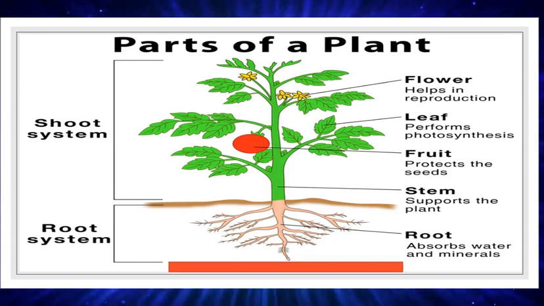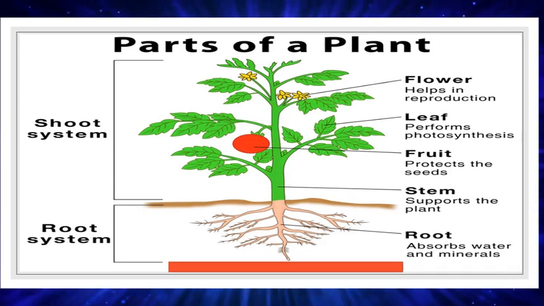And what does the flower do? It helps in reproduction. You can see the flower, the yellow substance there is the flower. It helps in reproduction, meaning it helps the plant to produce more fruits. When we take the leaf, it performs what? Photosynthesis. What does the leaf do?